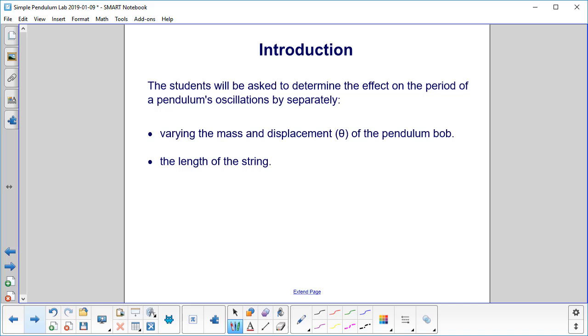Students will be asked to determine the effect on the period of a pendulum's oscillations by separately varying the mass and the displacement of the pendulum bob. So that's the first thing we'll be doing. Then secondly and independently, we will change the length of the string.